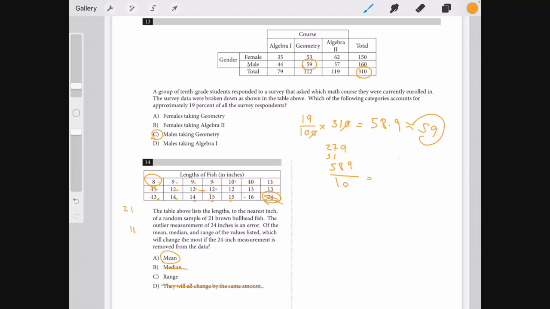And now it's going to be 8 to 16, right? So range will change the most. Mean also changes, but not as much, because here is an 8 unit change. Mean wouldn't change 8 units by removing 24. You can calculate it, but definitely it's not going to change as much. So range is the one that will change the most.